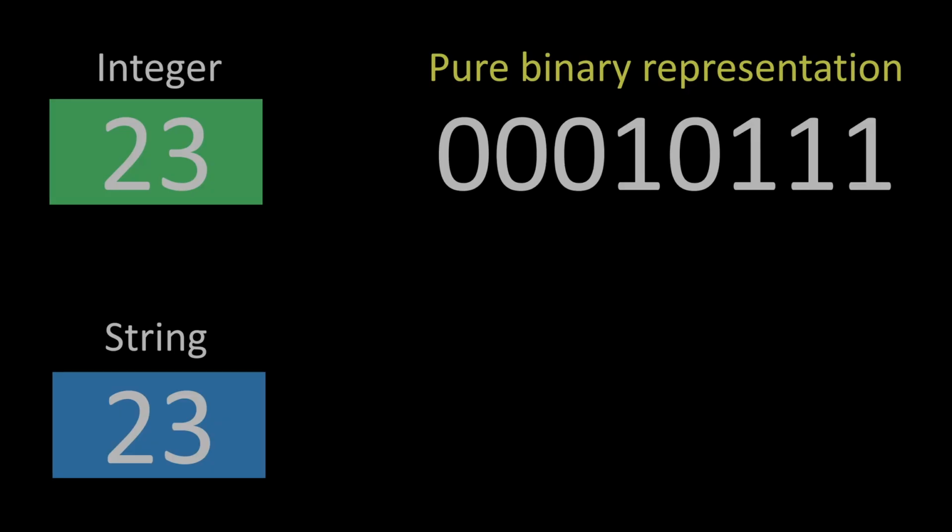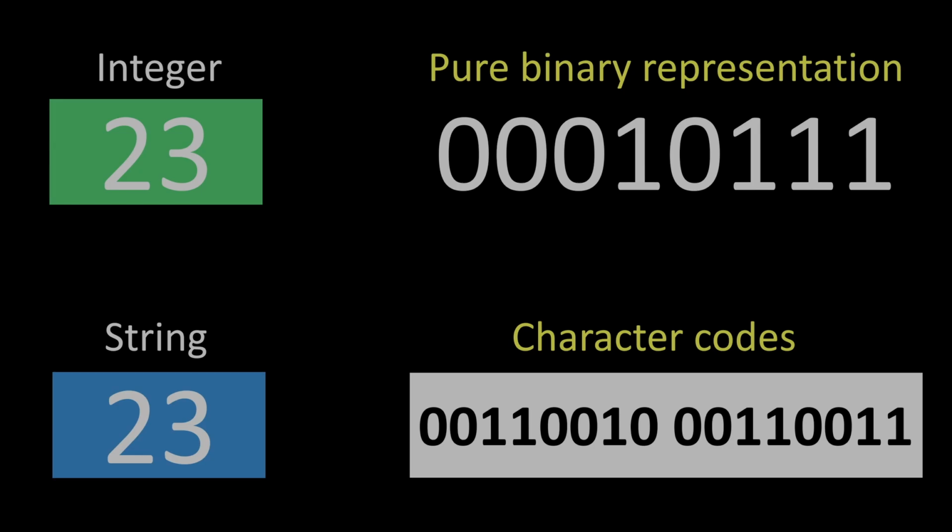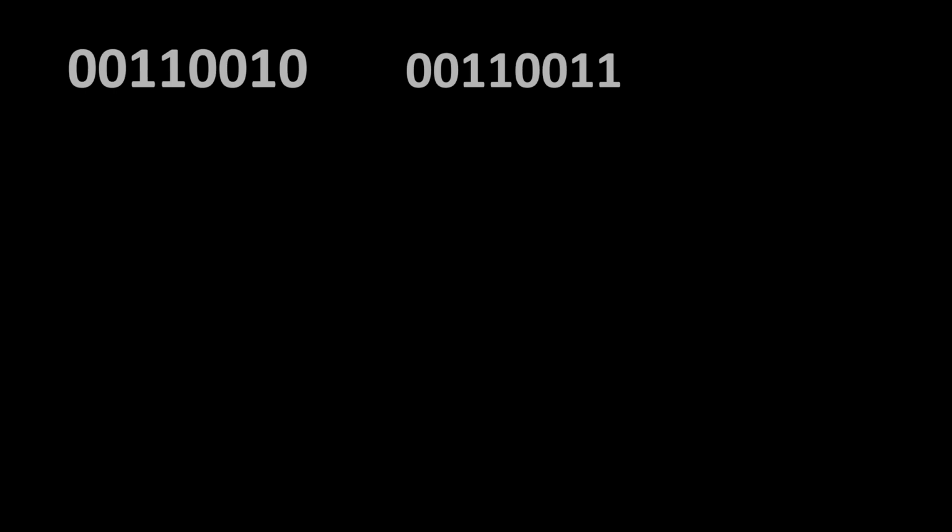And so each of those characters has their own character code representation. Now if we go first for the string, these are the character codes using ASCII for the characters 2 and 3. If we convert this into hexadecimal, we get 32 in hex, and for this one we get 33 in hex.